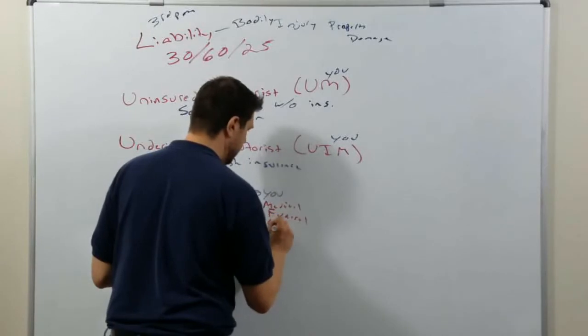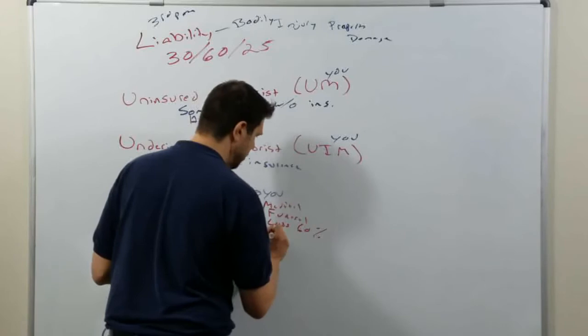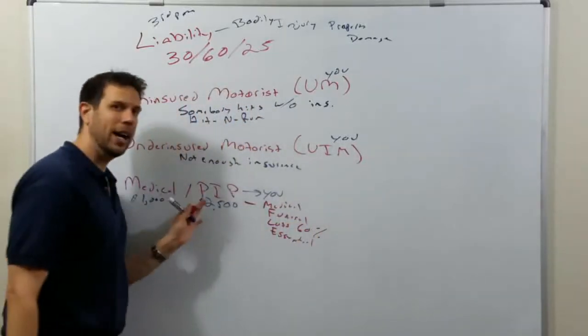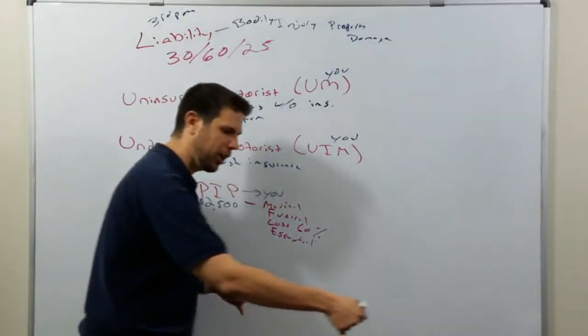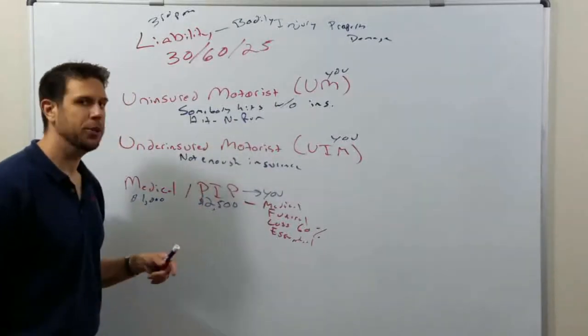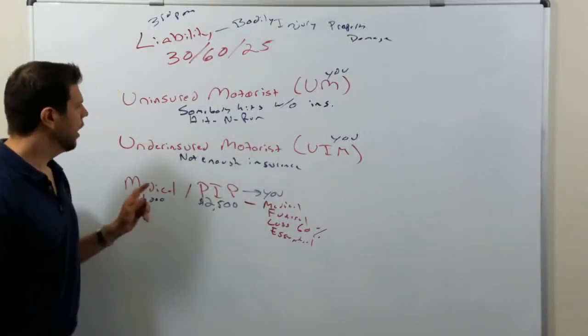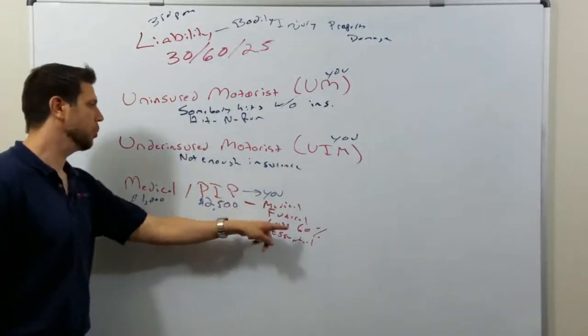PIP can also cover loss of income up to 60%. PIP can also be used for essential services. So like if you get in a car accident and you break both your legs, so you can't walk your dog anymore, PIP can be used to hire a dog walker or hire a chef or hire a shopper. PIP is better than medical payments, but it costs more.